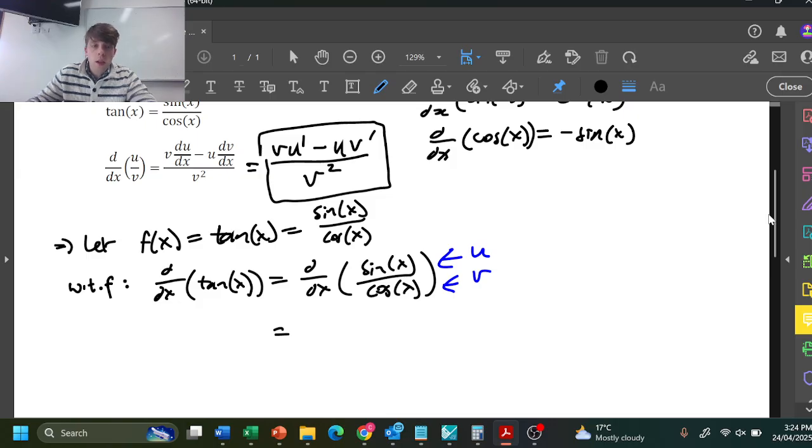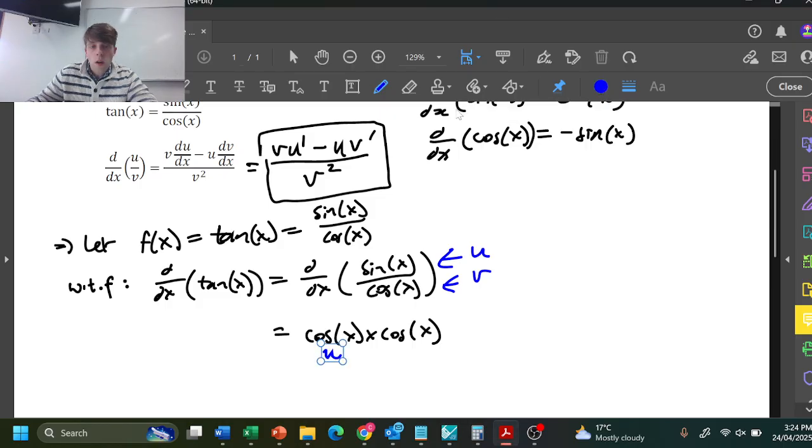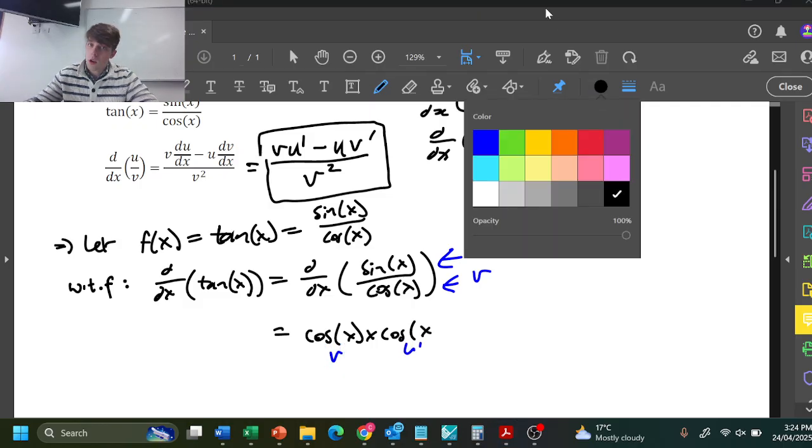The bottom one is cosine x. So v times u dash, which is the derivative of u. What's the derivative of the thing up the top? Well, that's nothing but cosine x as well, right? Again, I'll do this in blue: that there was u, that there was v dash. So other way around: the first one was v, the second one was u dash, the derivative of the top thing.